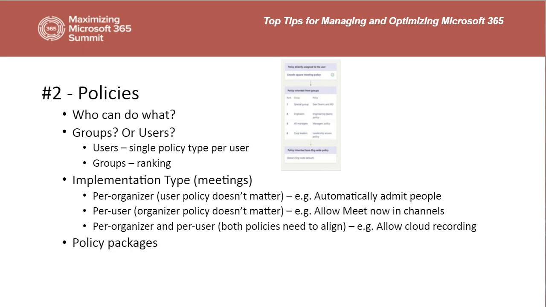One of the examples I have here is the implementation type of Teams policies, particularly when it comes to meetings. This is one of those that's a little bit confusing sometimes. Different policies in Teams have per organizer policies. An example is automatically admitting people. This is a meeting policy that is only going to apply to whoever organizes the meeting. It doesn't matter what the user's policy is set to.